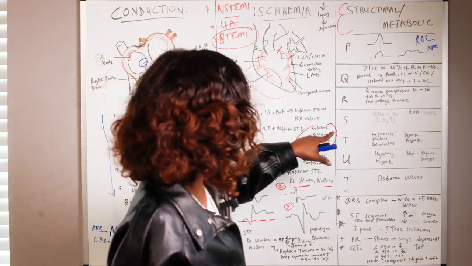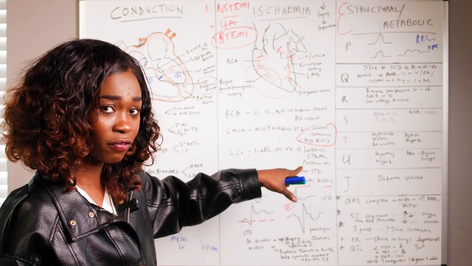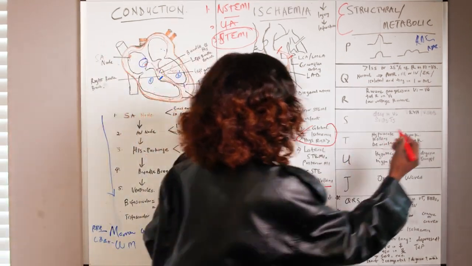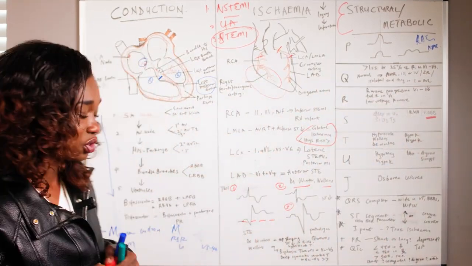It can also tell you about RVH. If it is deep in V6, you're looking at right ventricular hypertrophy. If also your QRS complex is simultaneously wide, then you're looking at a right bundle branch block. Now, I hope you're with me so far.